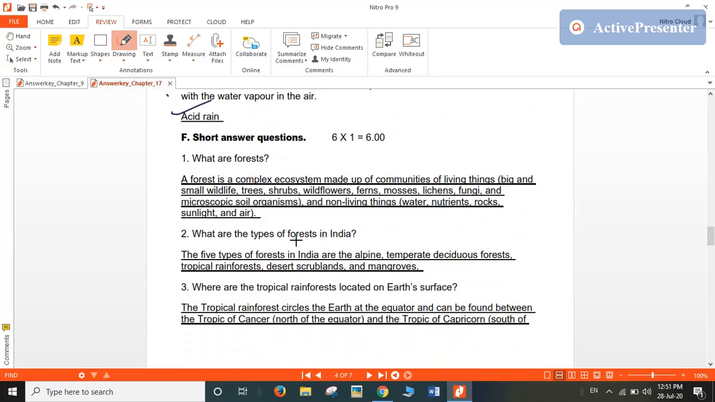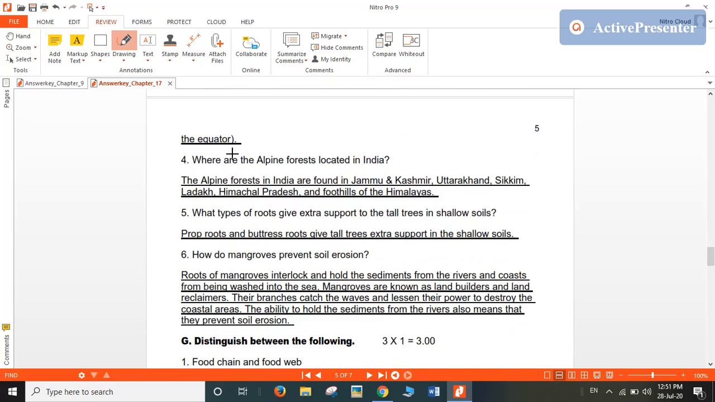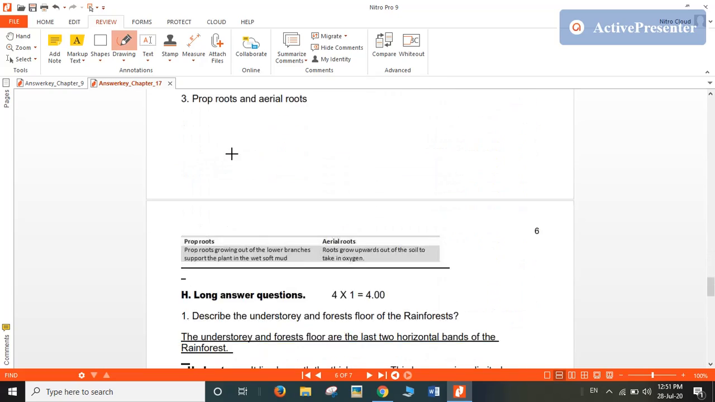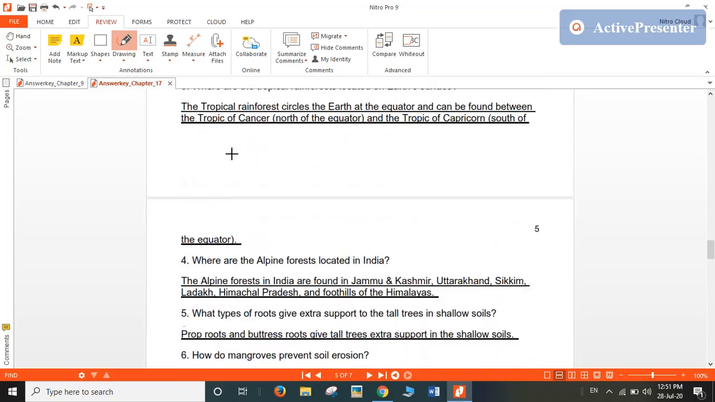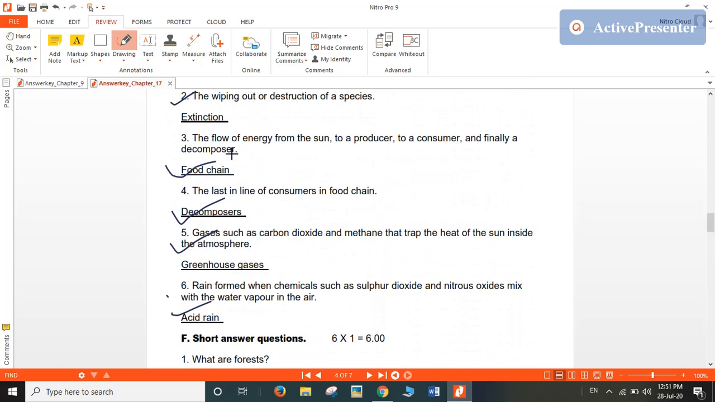So that's it for short question answers, distinct and long question answers. You have to learn by yourself, and I am also sharing the answer sheet of this worksheet in the WhatsApp group. So please go through it.